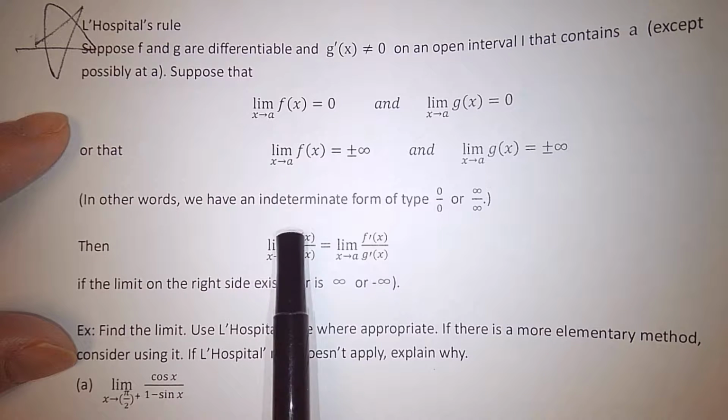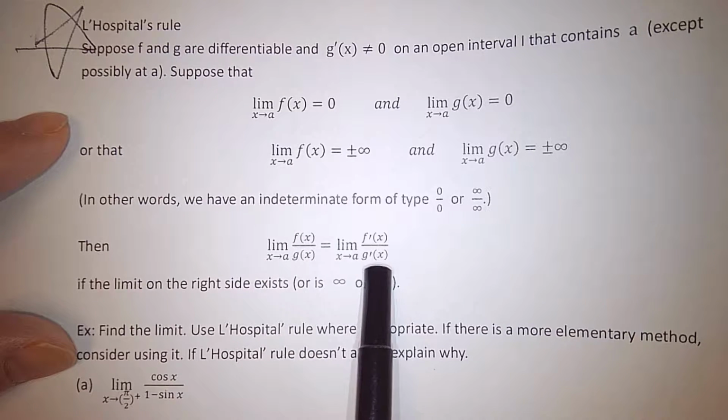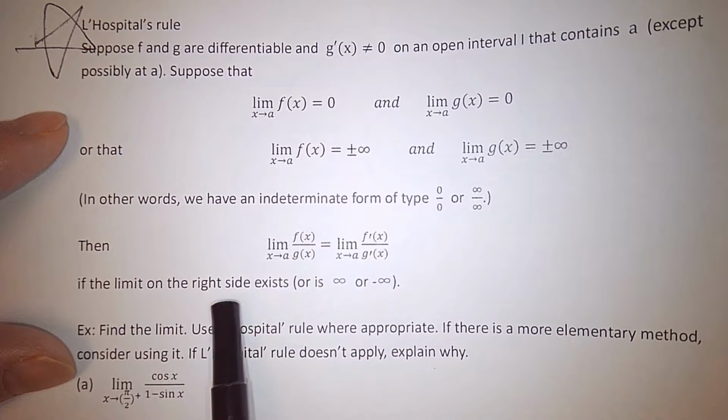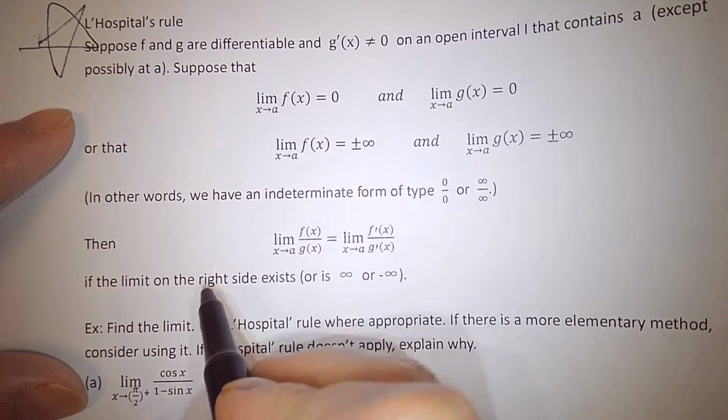Then the limit of f of x over g of x as x approaches a is equal to the limit of f prime of x over g prime of x as x approaches a, if the limit on the right side exists or is infinity or negative infinity. Very good. Thank you so much.